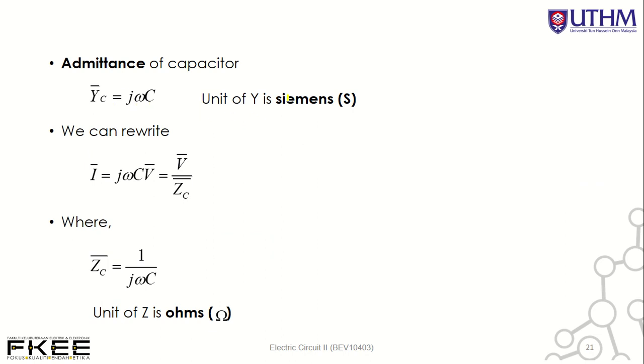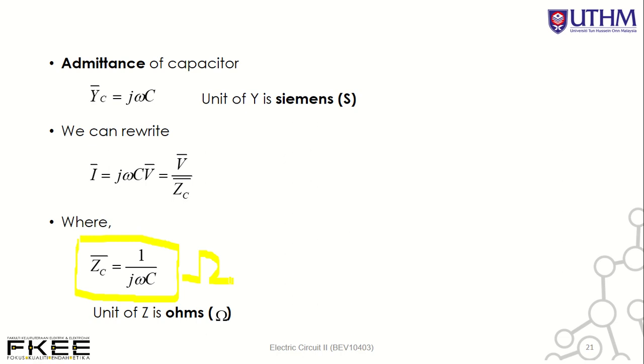The unit of Y, or admittance, is Siemens, S. So we can write that I equals j omega C V, which is equal to V over Z_C. From this equation, we can define Z_C equal to 1 over j omega C. This is the impedance of the capacitor, the impedance of C. The unit of Z_C is ohm.